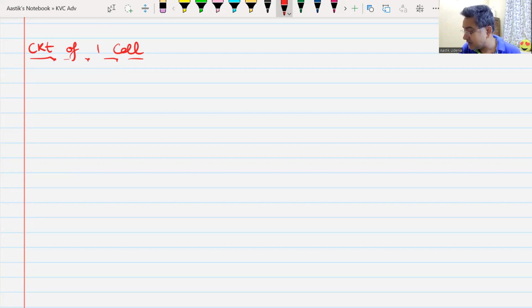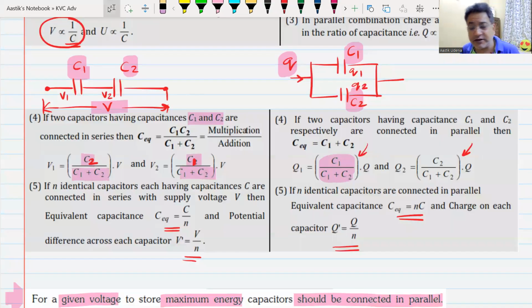And to get the answer in the fastest possible way, you must remember how current and charge get divided in series and parallel combinations. So just a recap for capacitors. If there are two capacitors in series, the total voltage drop is V. The voltage gets distributed in inverse ratio of capacitance. So V1 becomes C2 upon C1 plus C2 into V, and V2 becomes C1 upon C1 plus C2 into V. Do we remember this? Yes, sir.